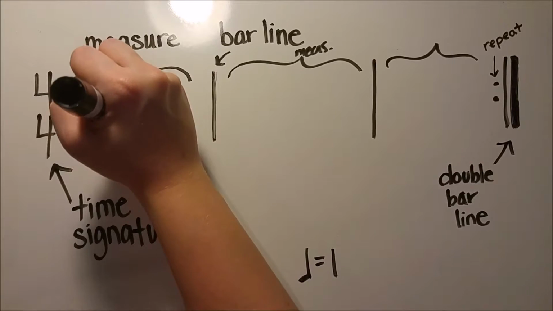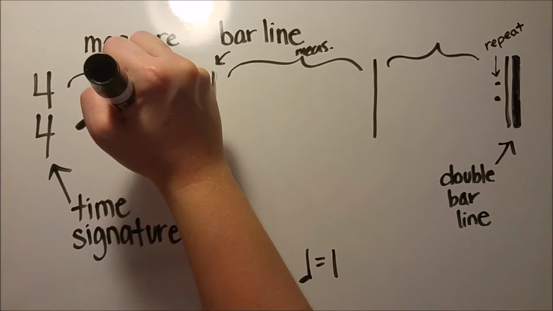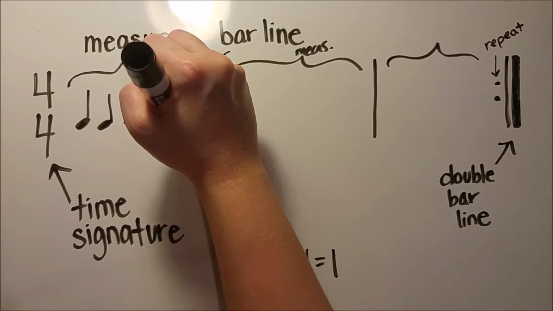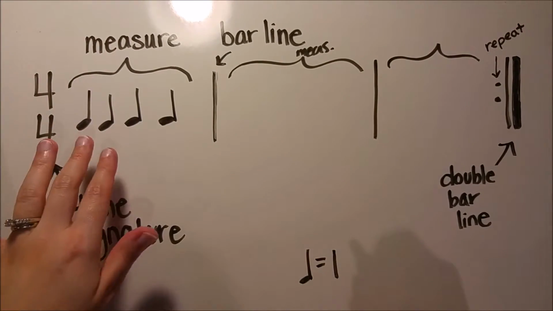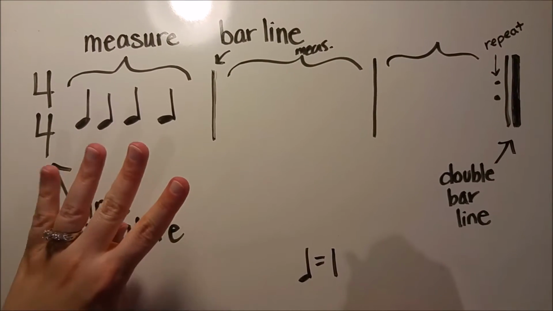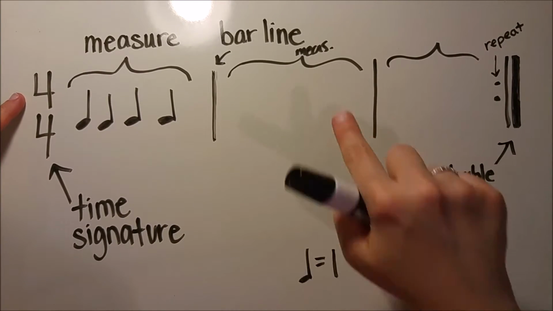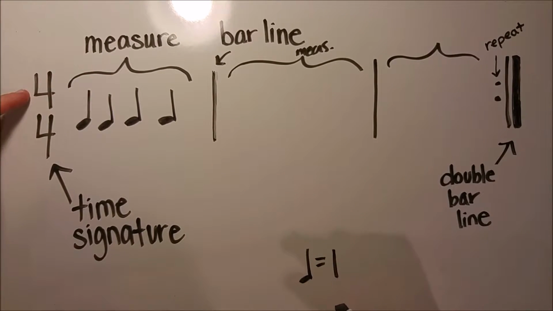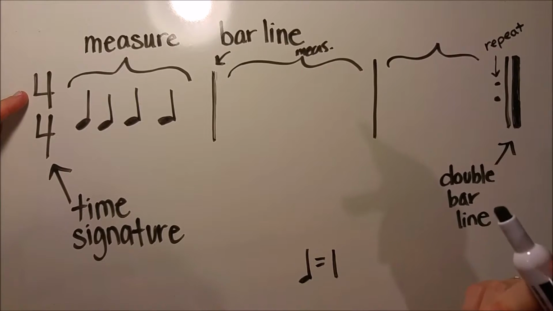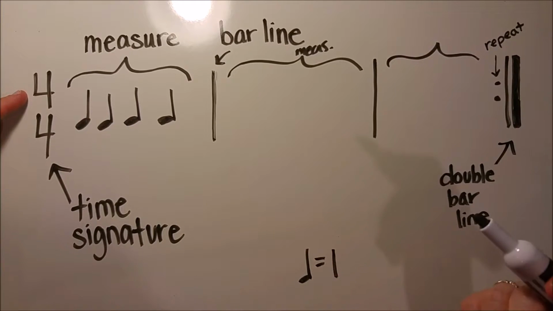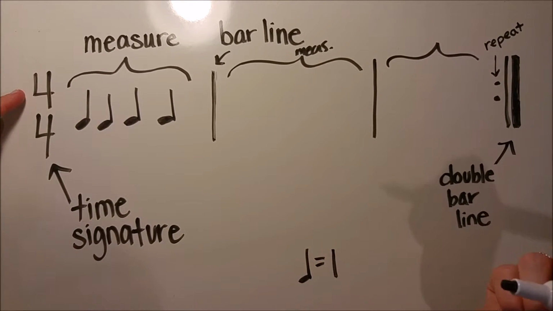1, 2, 3, 4. So now this measure is filled with 4 beats. Okay? This measure also needs to have 4 beats. Okay, but let's make it less boring. Let's put something else in there.